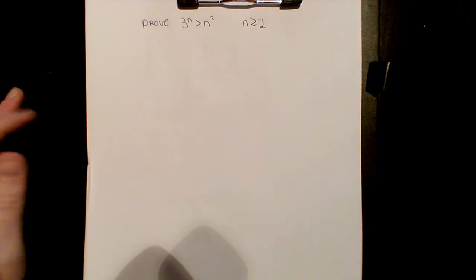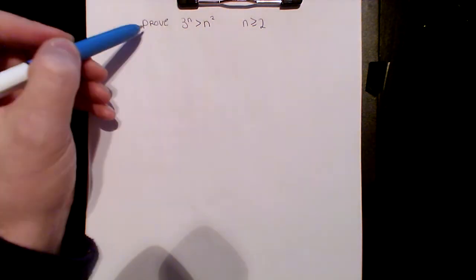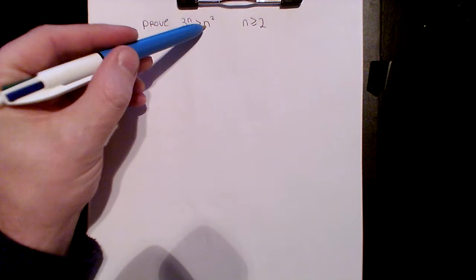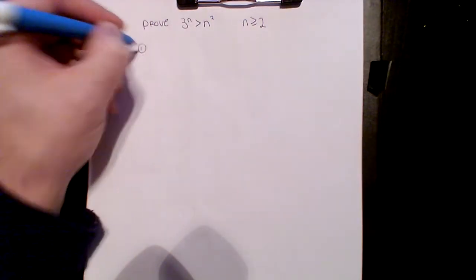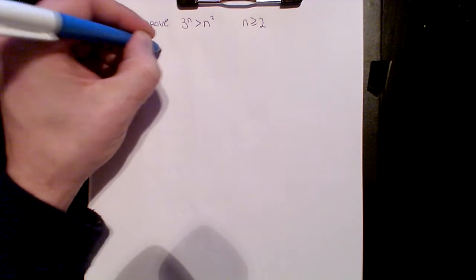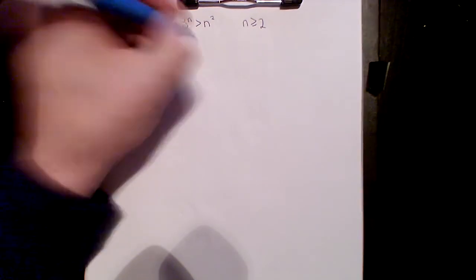Okay guys, so here's the homework question. I'll go through it as quick as possible. It says prove that 3 to the power of n is greater than n squared when n is greater or equal to 2. Okay, so the first step, we're going to prove for n equals 2.